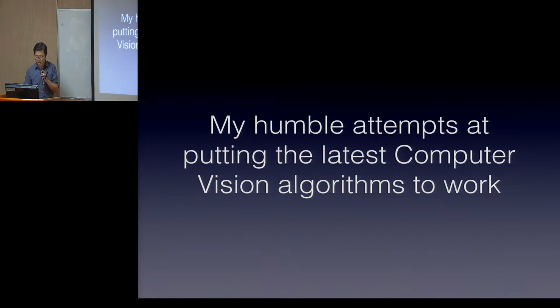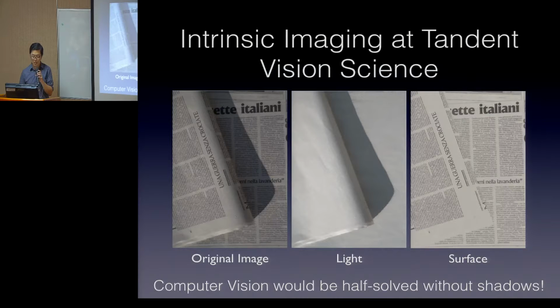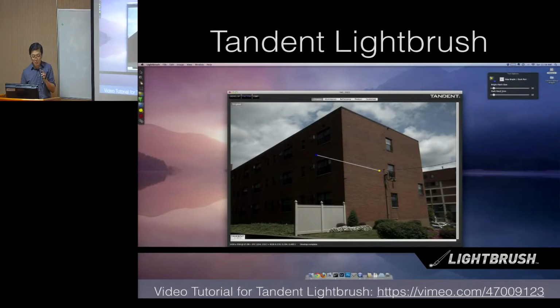So here's a little story about my past attempts at making the latest computer vision algorithms work. A few startups that I worked at after I left GE. So Tandem was funded by the Dolby family, the family that did Dolby Surround Sound, Dolby Denoising, Dolby Digital. They shared the same vision that shadows and lighting issues are just a source of noise in computer vision problems. And if we could actually remove or at least alleviate the problems of shadows, then the problem might be half solved already. So it took us a long time, and this is one of our first products, Lightbrush.